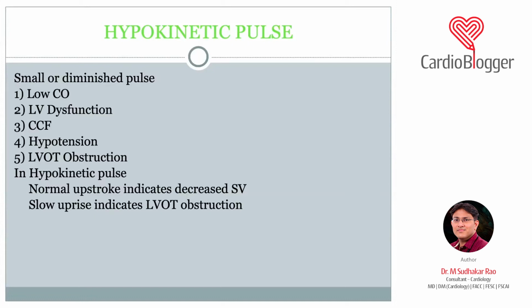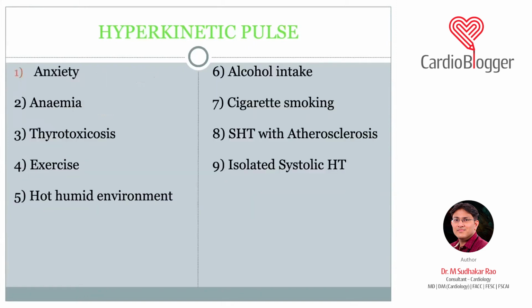However, if you have a low volume with a slow upstroke, it means there is an LVOTO obstruction. These are very typical bedside tips to know whether the hypokinetic pulse is because of LVOTO obstruction or because of low cardiac output. Now after this, you may sometimes get something known as a hyperkinetic pulse. I always want to tell you, don't confuse a hyperkinetic pulse with a collapsing pulse.